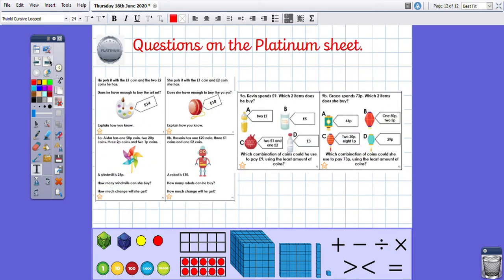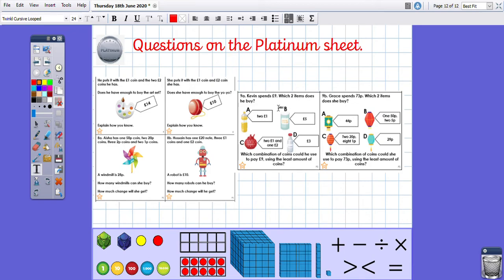And Platinum, I think you've got some tricky questions today. You've got some explaining to do here. You need to tell me how many windmills Aisha can buy and how much change she will get. And the same here about robots. And then here, these are really tricky.